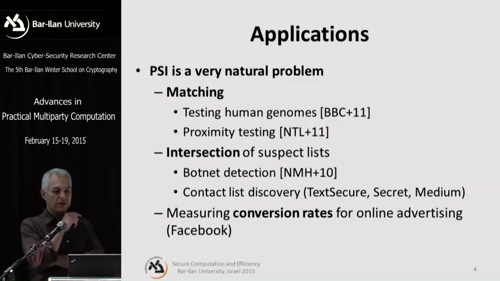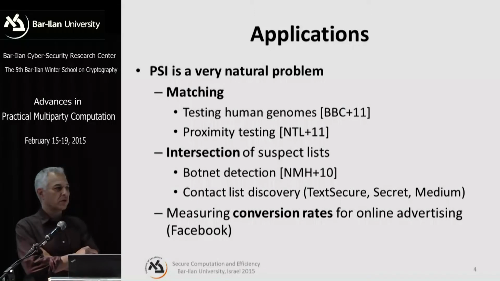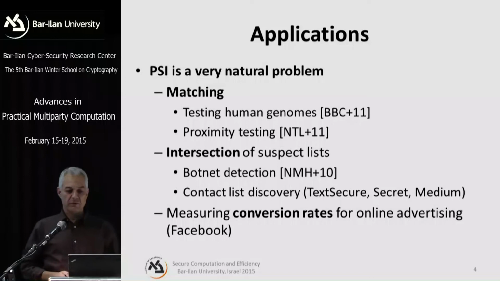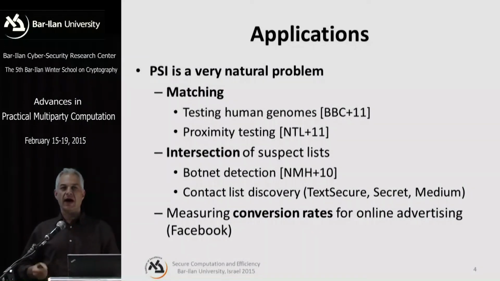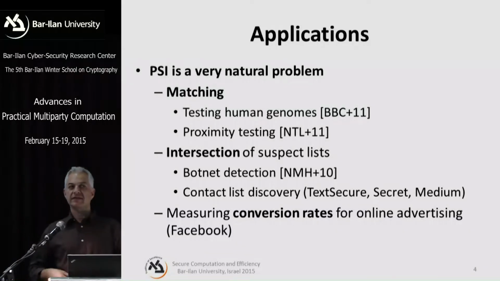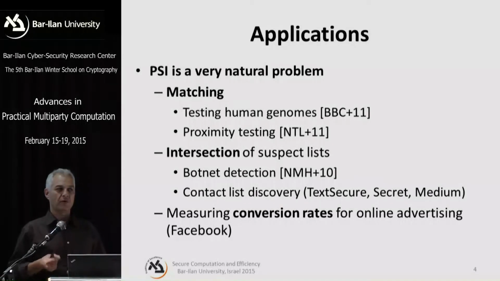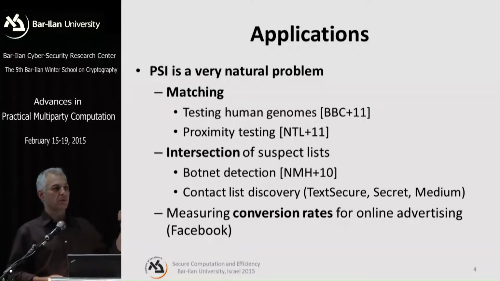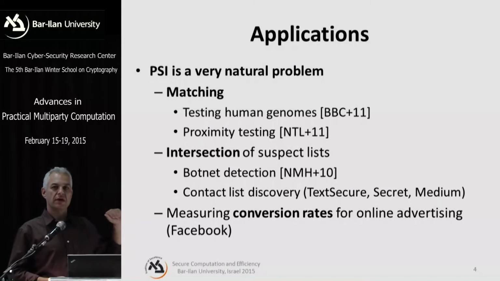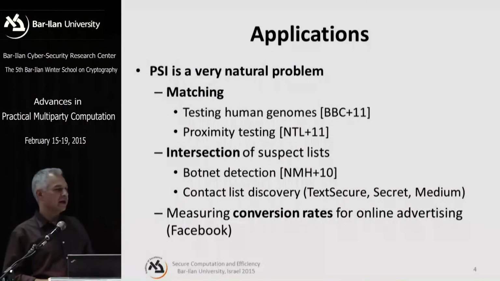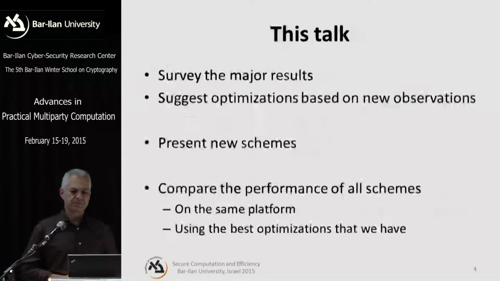Another very promising application, which I won't go into details because it will take me something like 5 minutes to describe how it works, is for measuring conversion rates of online advertising, mainly for showing how effective online advertising is. And this is a multi-billion-dollar business, and computing the effectiveness of ads is very important. And actually, Facebook reported that they're doing some sort of private set intersection, as well as these application companies, and I'll describe this in a minute.